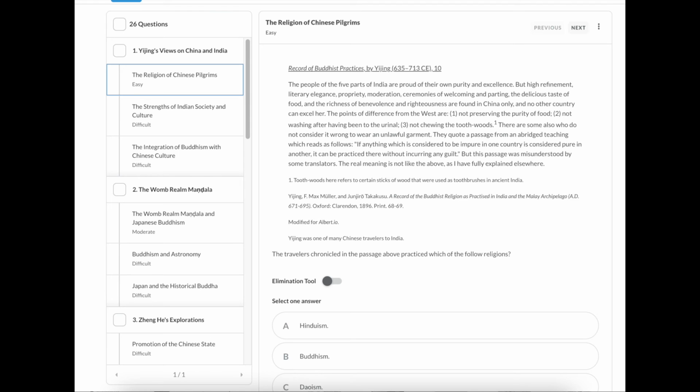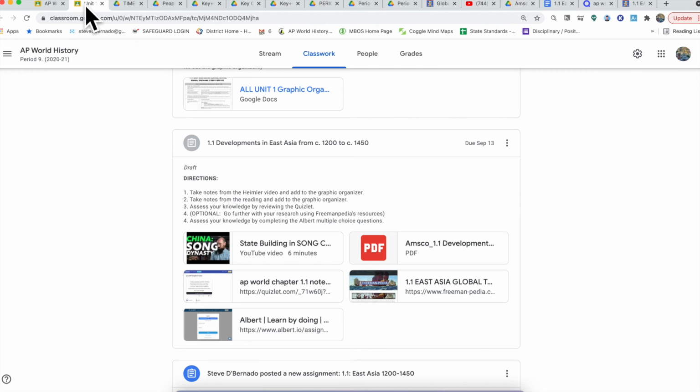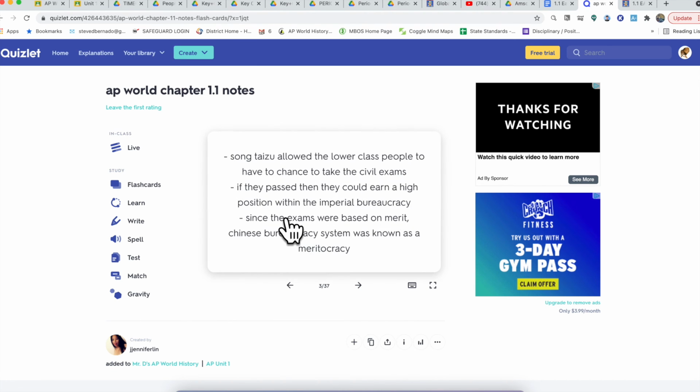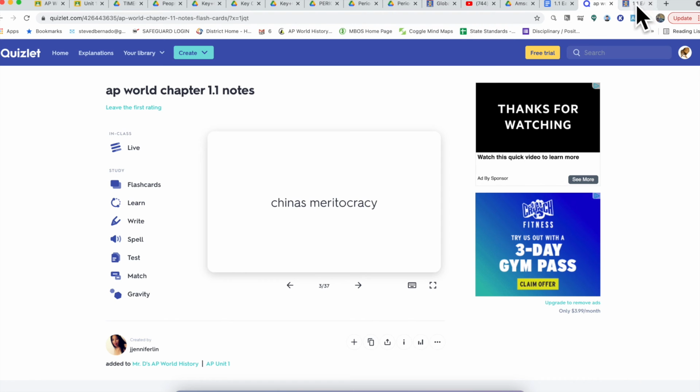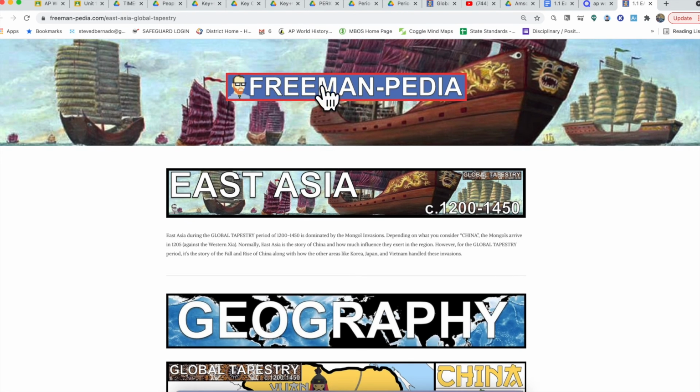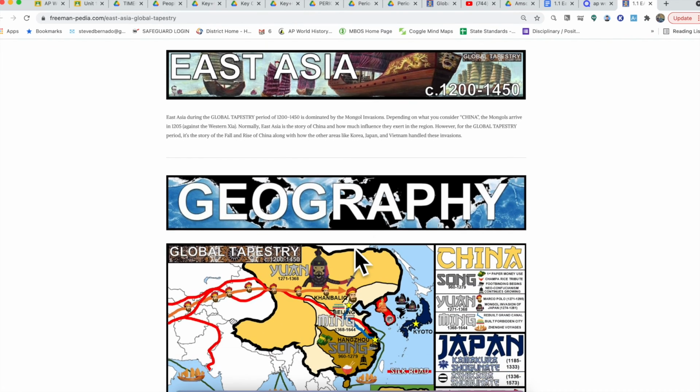Okay, so you can see. You would come back here and now you finished the graphic organizer. So you would take a look at Quizlet to see what you know. You click on it and you can run through it to see what you don't know, right? And when you're done with that, if you want more information, East Asia, and take a look. This is Freemanpedia. Again, this is not mandatory, but it really helps.